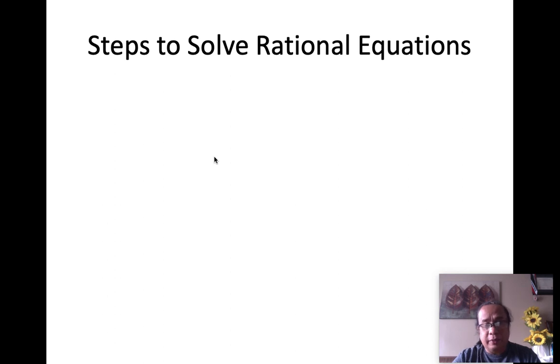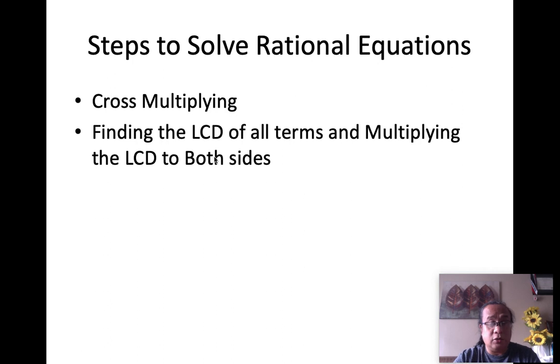Basically there are two different ways. The first one is cross multiplying, where you multiply the numerator of the first fraction by the denominator of the second, and vice versa. The other one is finding the LCD of all terms and multiplying the LCD to both sides of the equation. The first method we're going to discuss is cross multiplying, which is part one. The second one is finding the LCD.